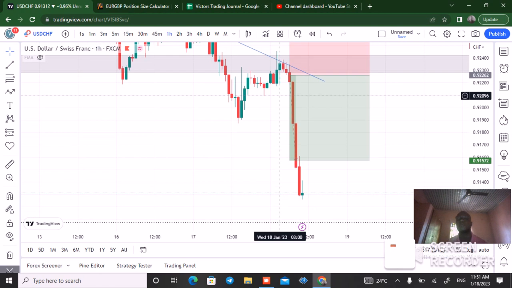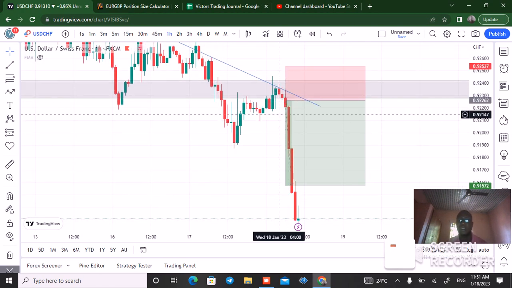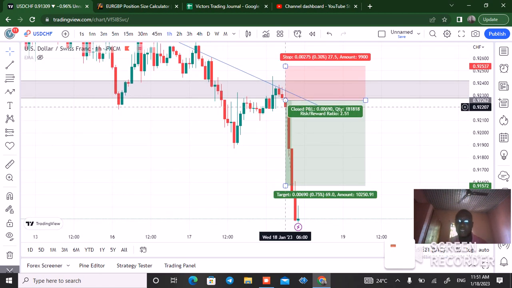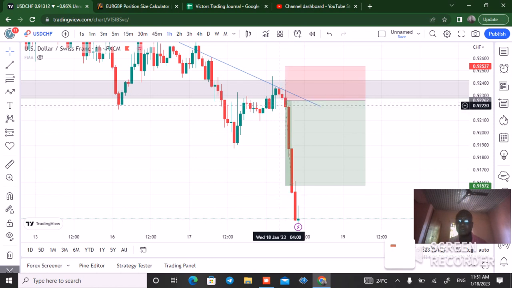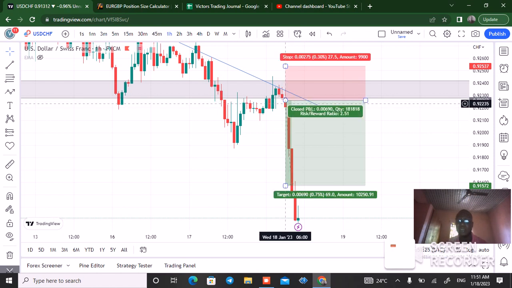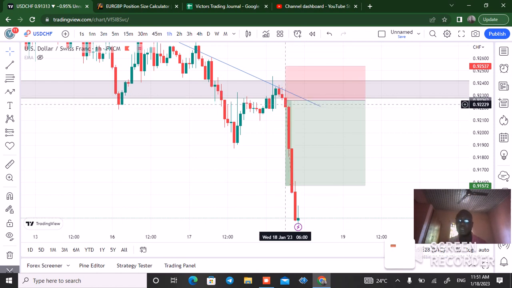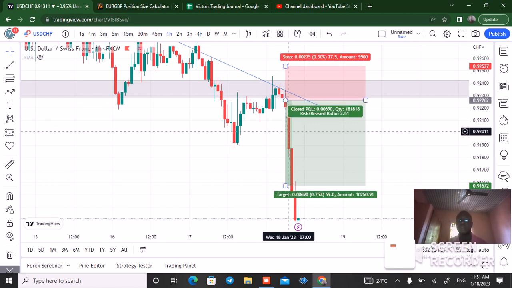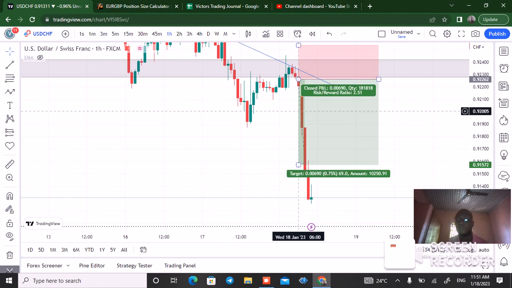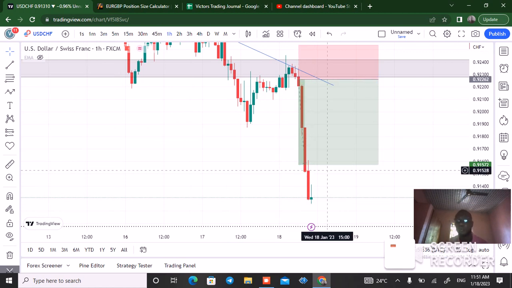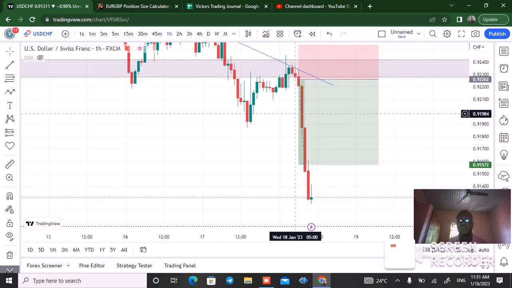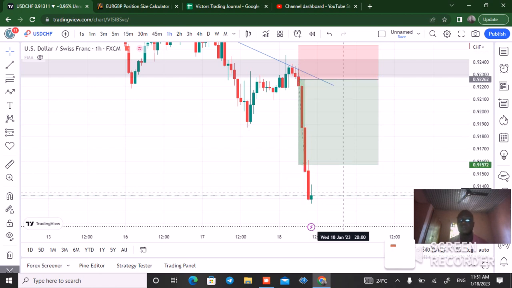I didn't enter immediately after this candle closed. I placed a limit order, so I entered before the close of this candle. Okay, so now price flew all the way down, gave me my 2.5 risk reward in the matter of less than 2 hours. Okay, so that's exactly the reasons why I took this trade.